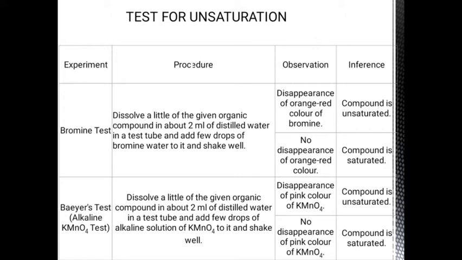We know organic compounds may contain saturated or unsaturated bonds. Saturated means only single bonds. Unsaturated means it may contain triple or double bonds. So the first test is for unsaturation. It is like a preliminary test.